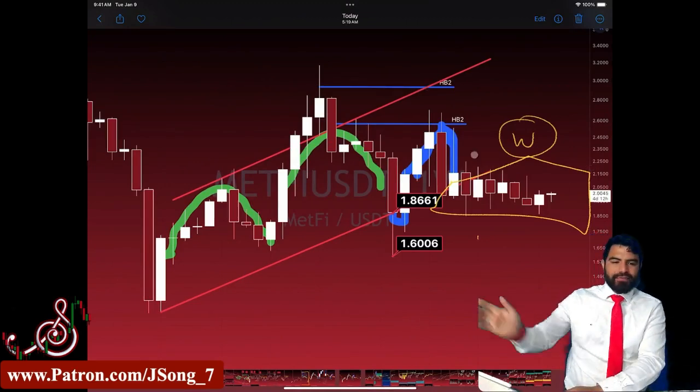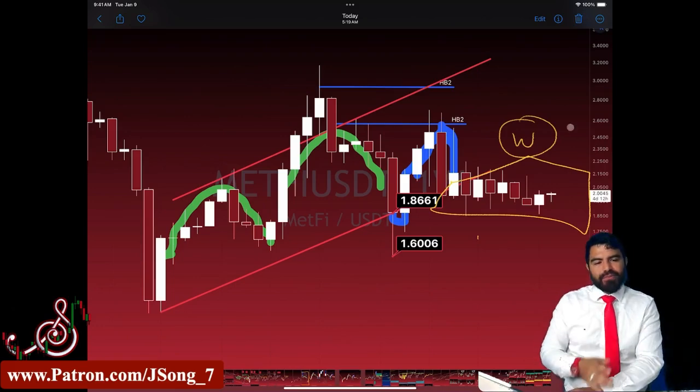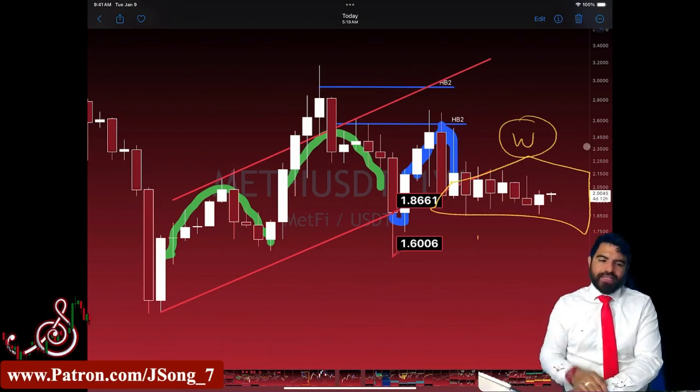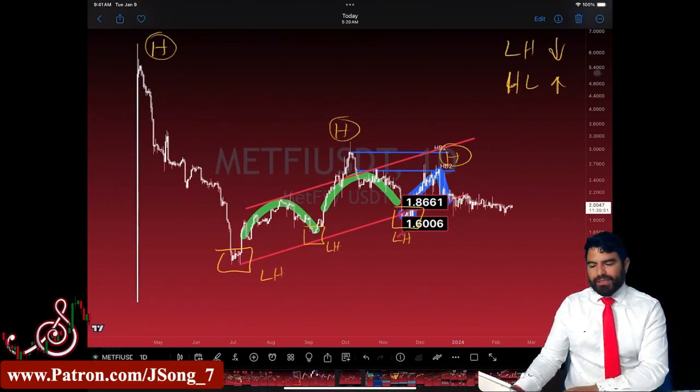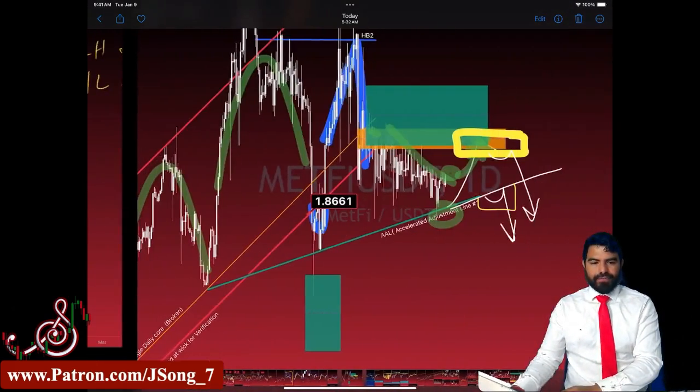You may want to connect the tops on the weekly charts and wait for prices to break above those areas or build above those areas, and then it may be time to buy METFI. Okay, but as it is, there's some weaknesses in here.